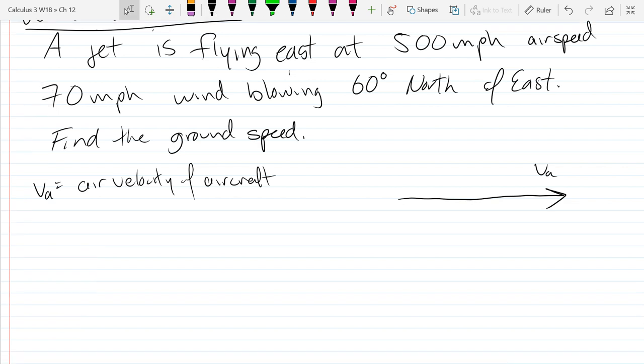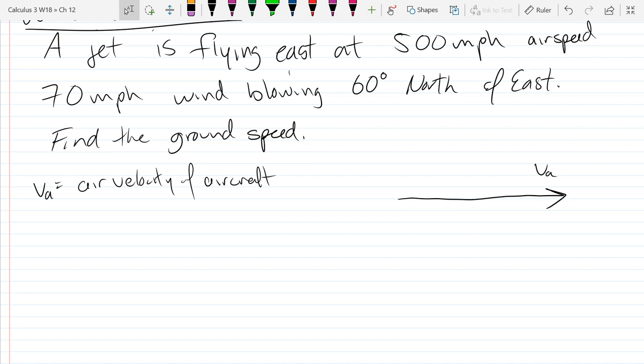Real quick, going back to anti-parallel, that could be used in dealing with a problem similar to this if we were trying to calculate opposing forces, because the wind would oppose and slow the aircraft down in that direction. You'll see in a minute. These are not quite anti-parallel, though. They're actually kind of diagonal to each other.